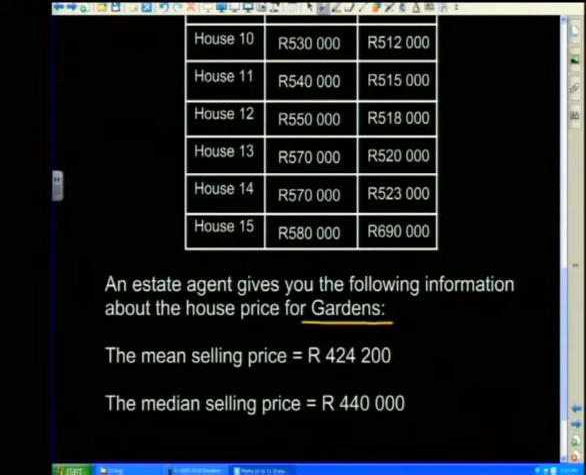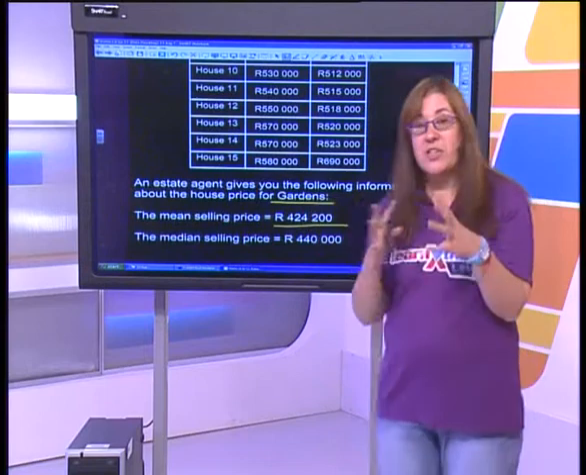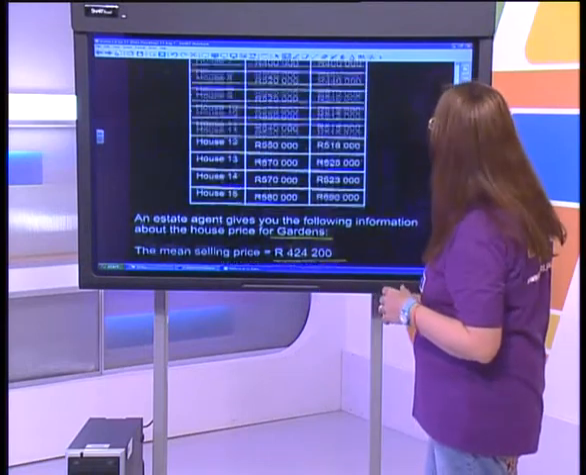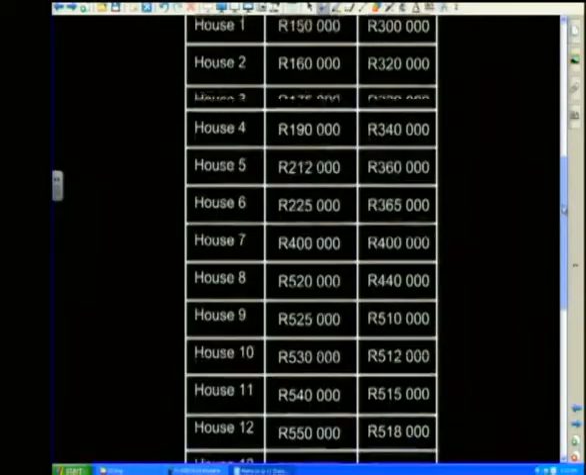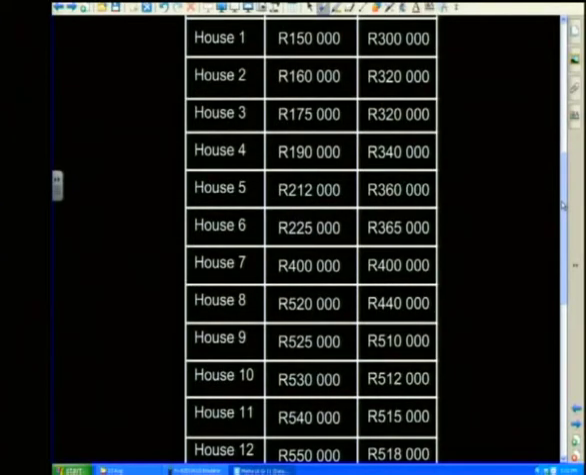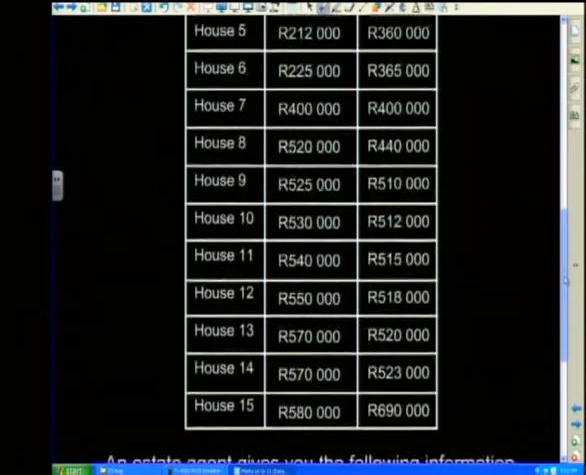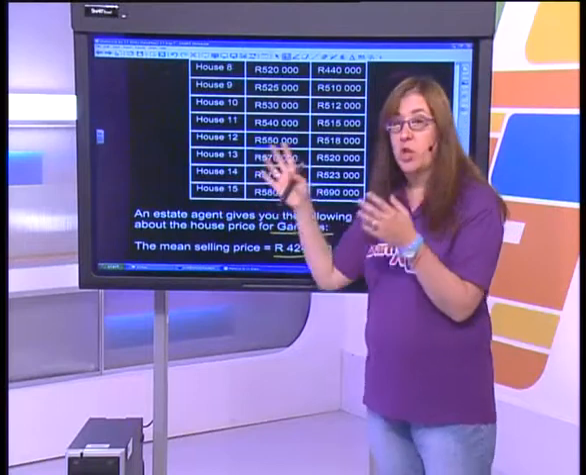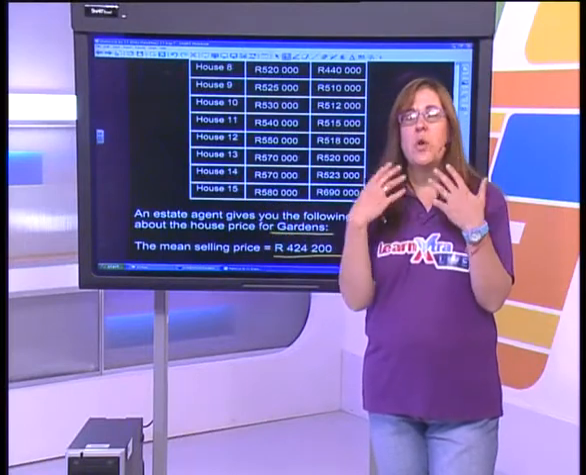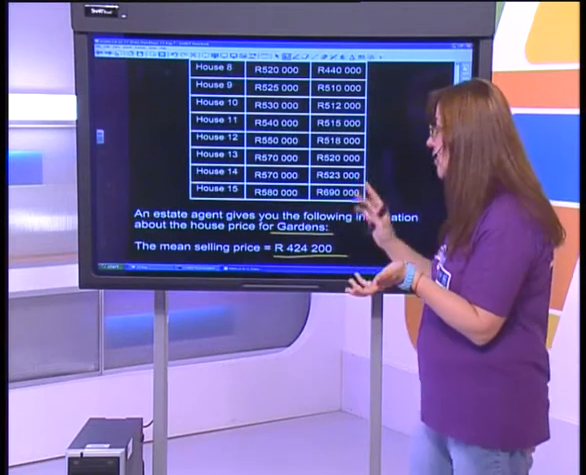The mean selling price is 424,200 Rand. So let's quickly go over what the mean means. What have we done to calculate the mean? We took all our house prices in Gardens, starting from our first one of 300. We added them all up, and we then divided it by the total of 15. In everyday language we talk about an average, but in maths we talk about a mean.